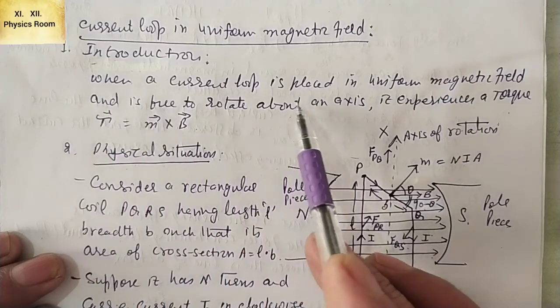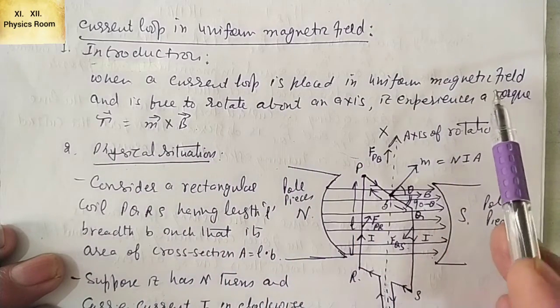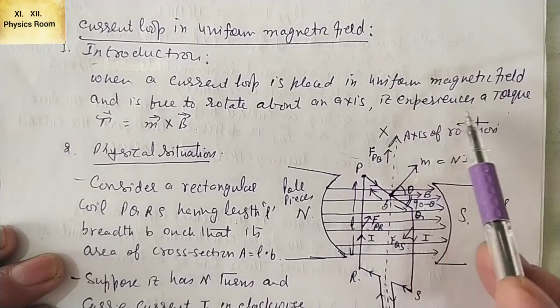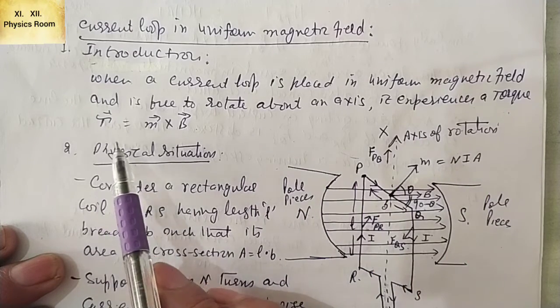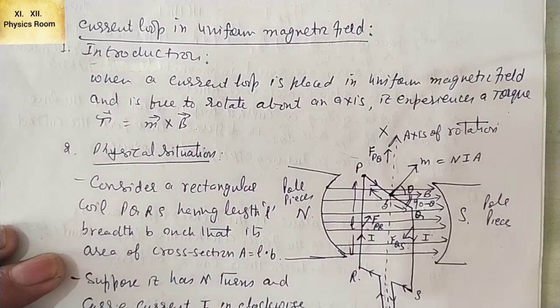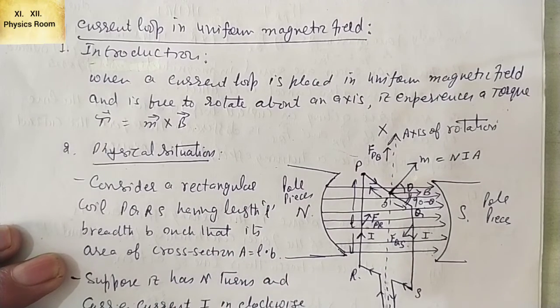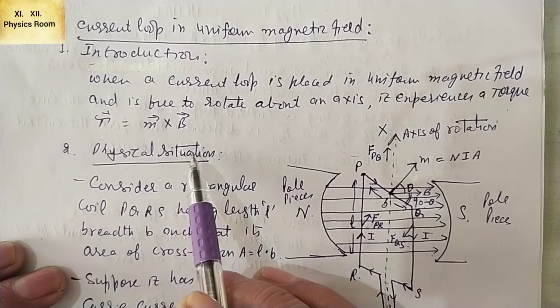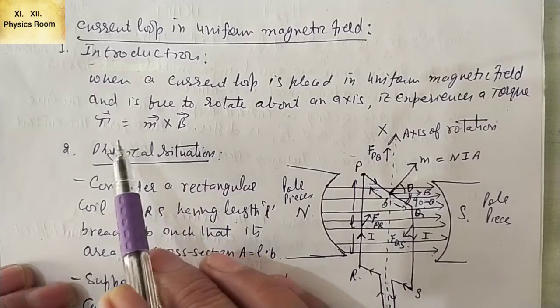When a current loop is placed in uniform magnetic field and is free to rotate about an axis, it experiences a torque tau equal to m cross b. So whenever a current loop is placed in uniform magnetic field, it experiences a torque tau equal to m cross b. Now let us derive this expression.